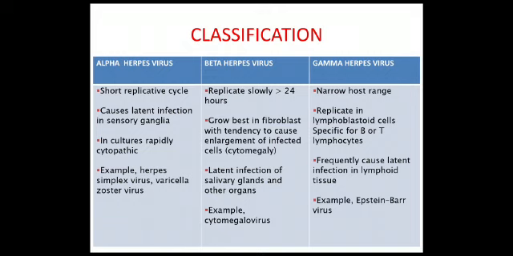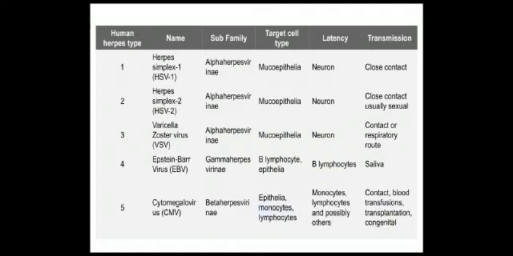The gamma viruses have a very narrow host range. They replicate in lymphoblastoid cells specific for B or T lymphocytes. The latency is in the lymphoid tissues. An example of a herpes virus which belongs to this subfamily is Epstein-Barr virus.